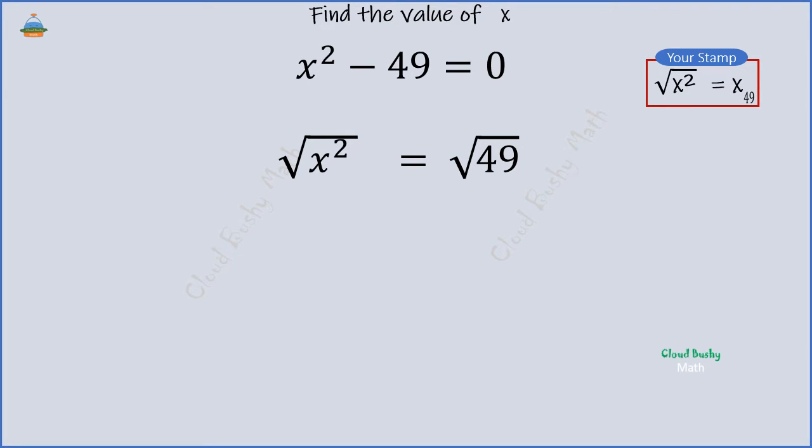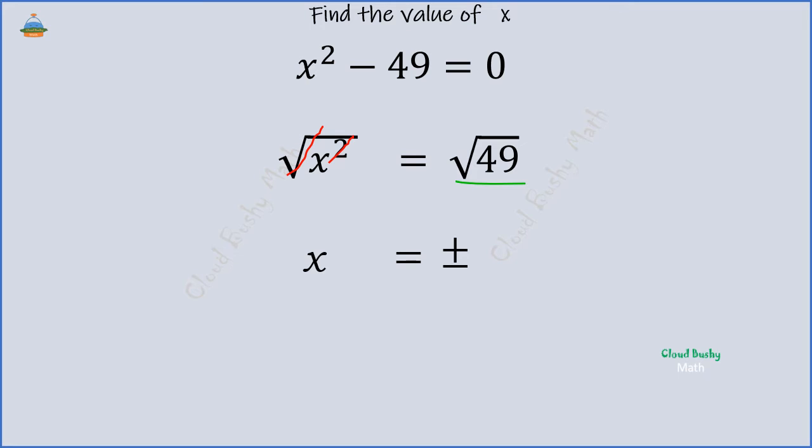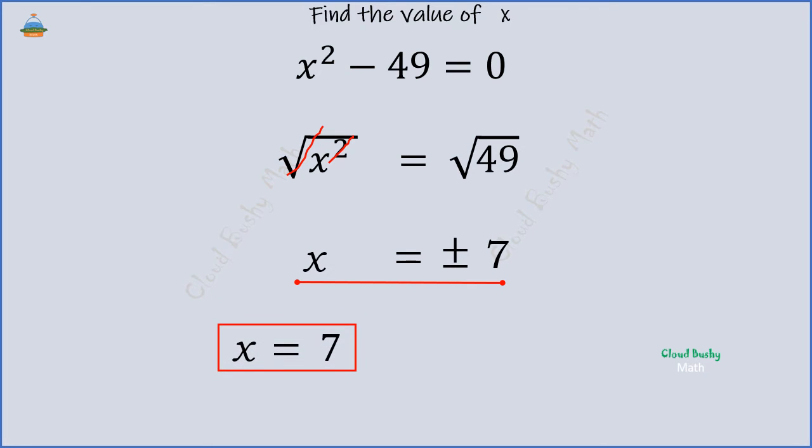On the left-hand side, the square root will cancel the square. So we have the square root of x squared is x. This should be equal to plus or minus the square root of 49. The square root of 49 is equal to 7. We can leave this answer in this form. That is, x is equal to plus or minus 7. Otherwise, our solutions are x is equal to plus 7 or x is equal to minus 7.